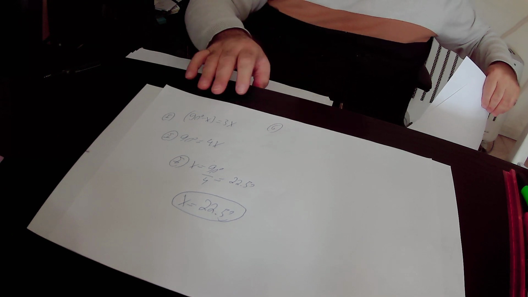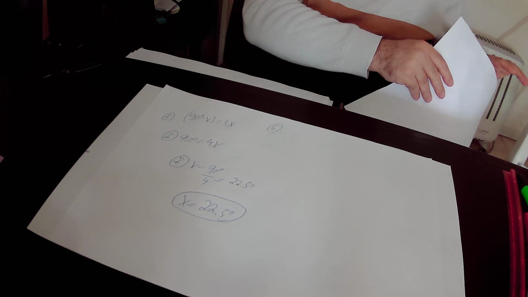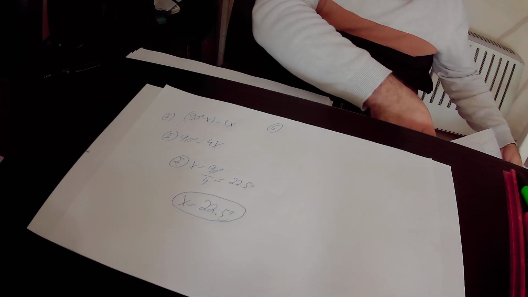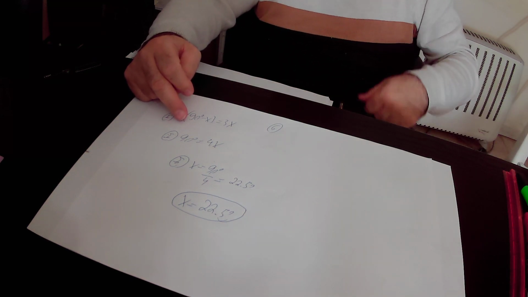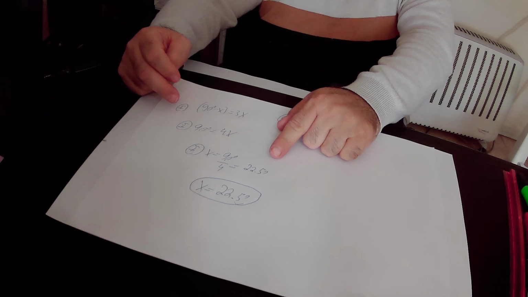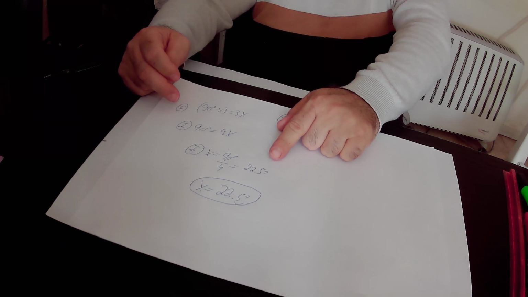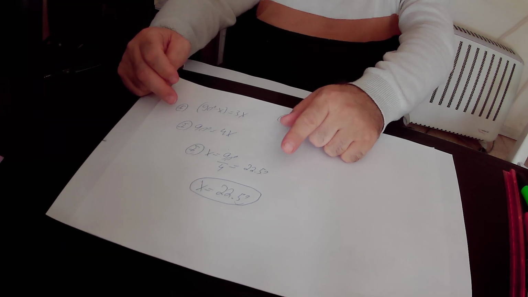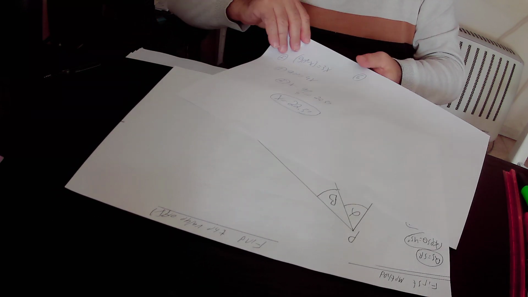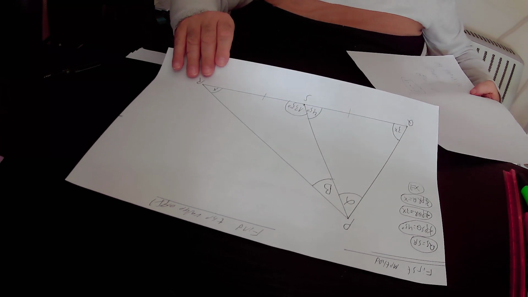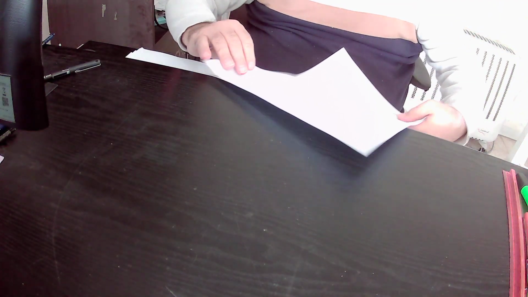We added x to this equation number 1, and we got that 90 degrees equals 4x. We divided this equation by 4, and we got that x equals 90 over 4. That is to say, x equals 22.5 degrees. So we found out that the value of angle x is 22.5 degrees. We finished with the first method. Then I presented to you how to find the value of angle x according to the second method.